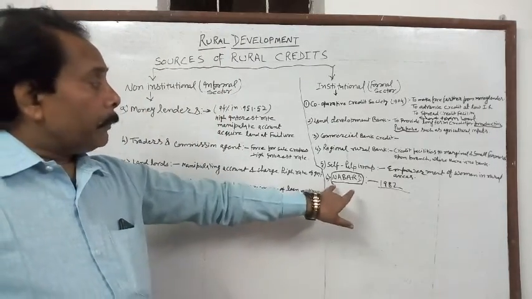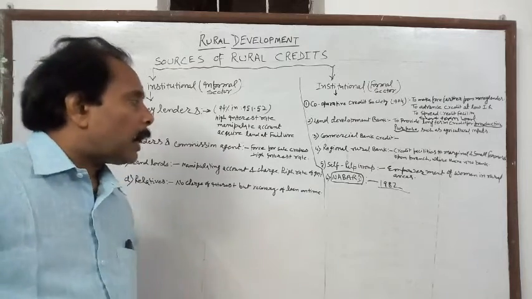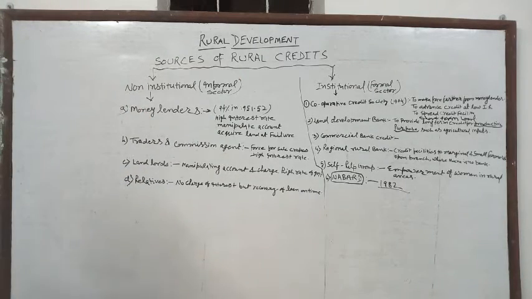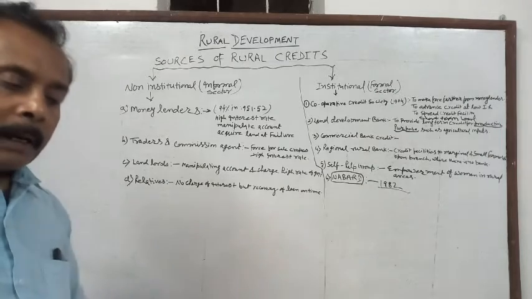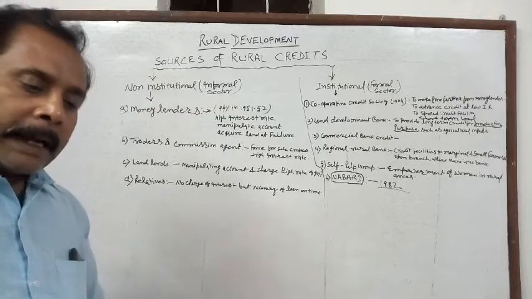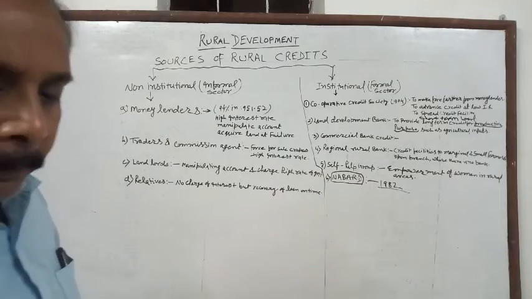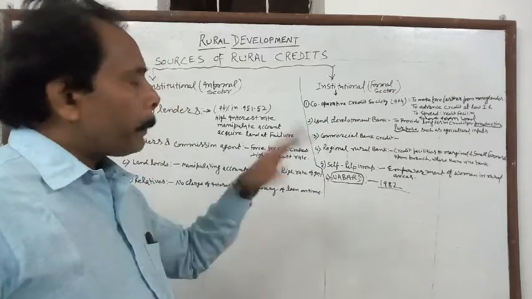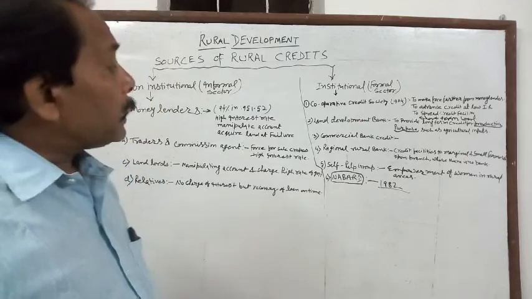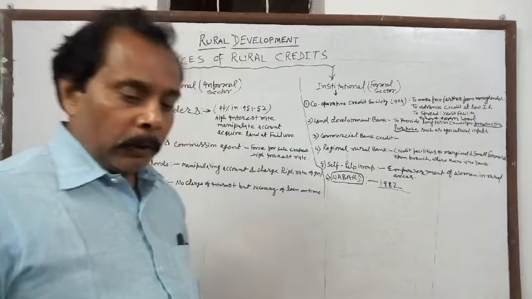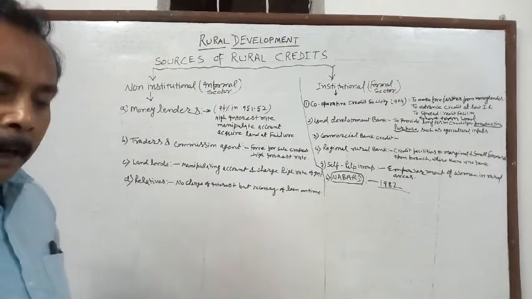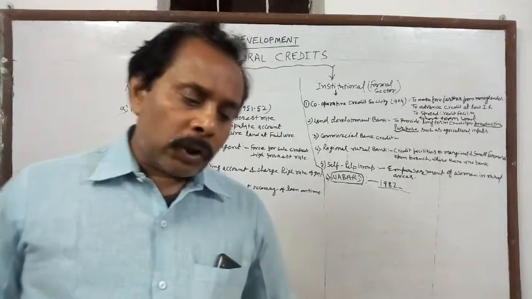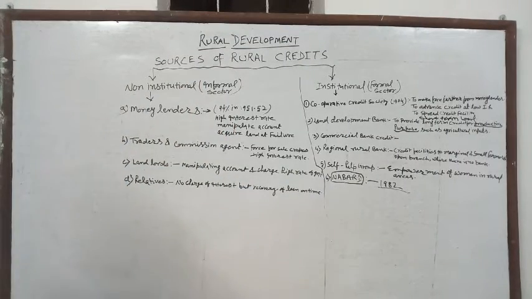So if a question comes, write a short note on NABARD, what will you write? First of all we will write NABARD was established in the year 1982. It is an apex body to coordinate the activities of all institutions such as land development banks, regional rural banks, cooperative societies and so on. Its main functions are, point number 1, it acts as an apex agency for institutions which advance credit in the rural areas.